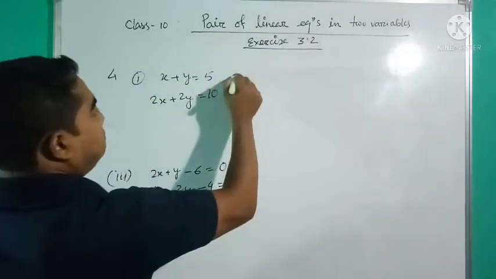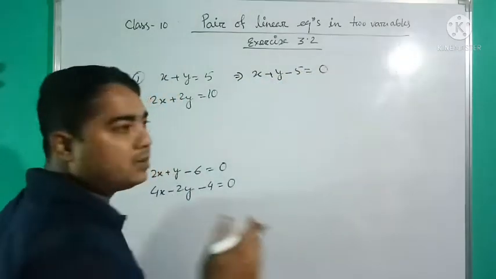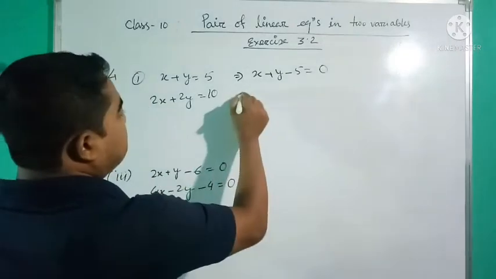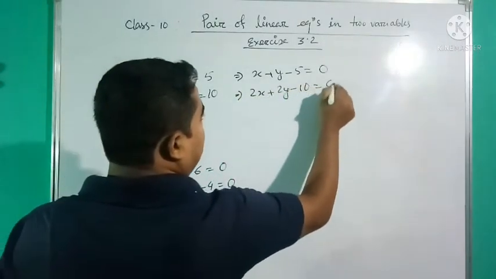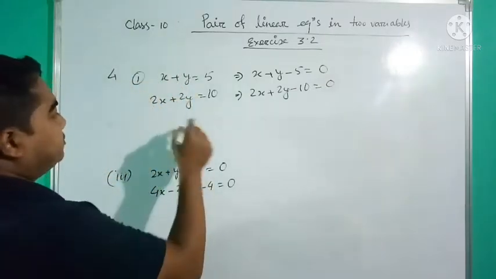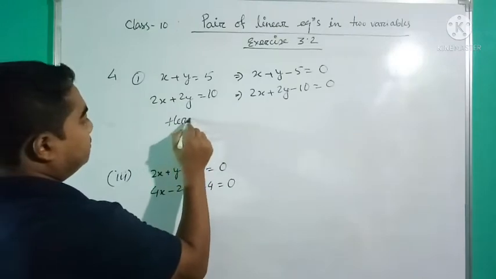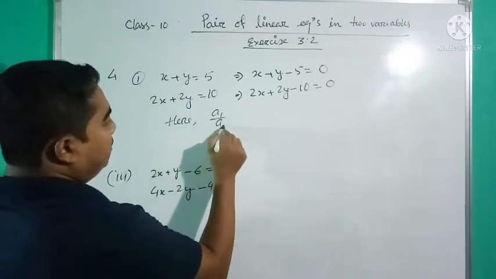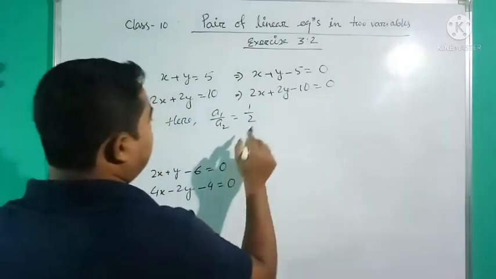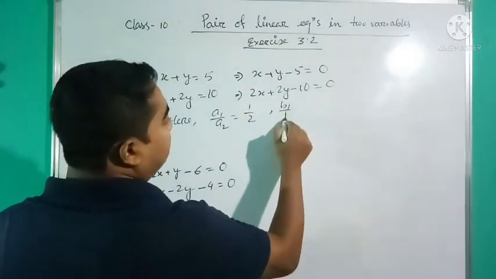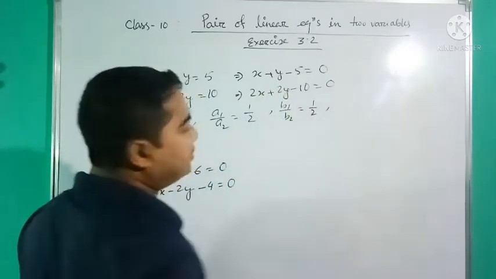See, x plus y, 5 transfer to the left side, same as the previous question. And here this one, twice x plus twice y minus 10 equal 0. Now find out the a1 by a2 value. Here a1 by a2 equal 1 by 2. 1 by 2, that means half. Again the b1 by b2 value, that means again half.